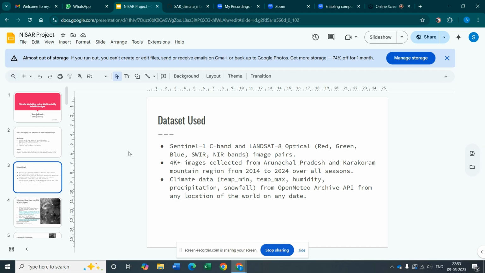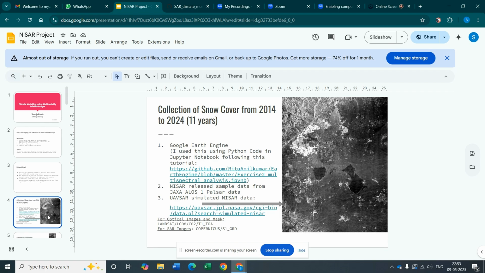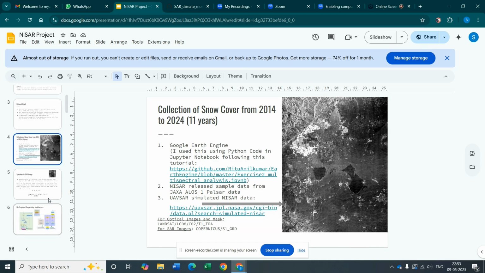And now I have the triplet images, and I also use the Open Meteo Archive API to collect climate parameters, like the temperature, humidity, precipitation, snowfall, etc. And after that, I have paired the whole dataset, and I plan to open source it. And there is one example of the SAR image. I initially explored different ways to collect the SAR images, but finally I stuck to Google Earth Engine.